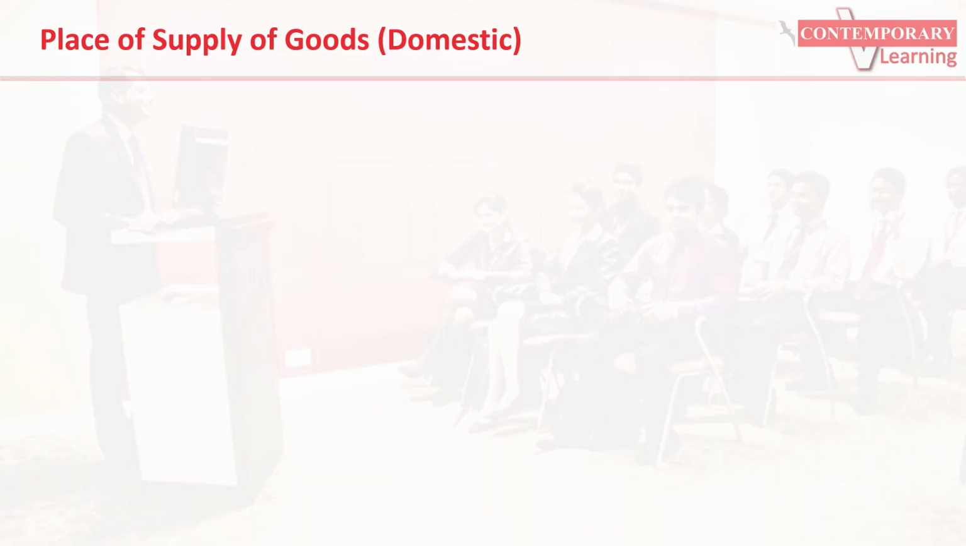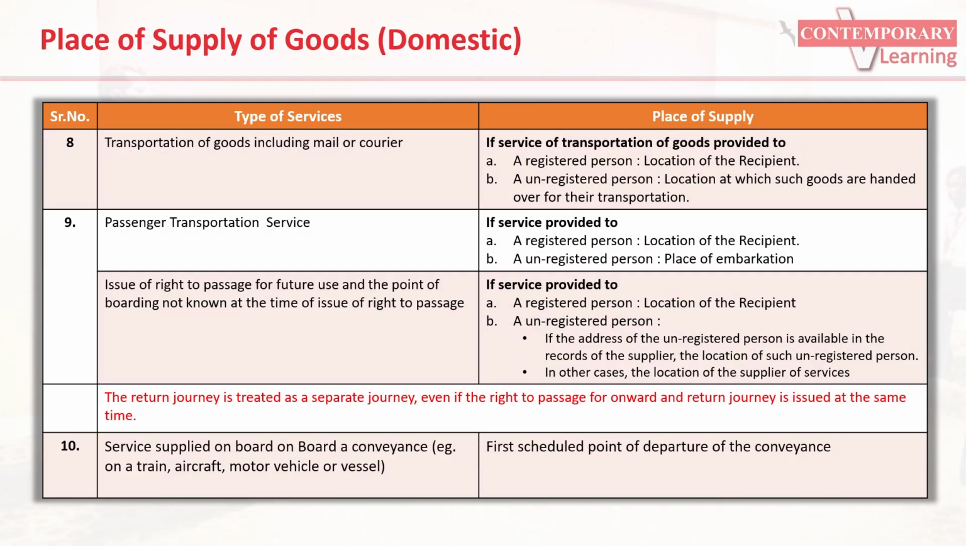Transportation services have different rules for goods and passengers. For goods transportation, registered recipients follow the general rule: the recipient's location. For unregistered recipients, it's where goods are handed over for transportation.